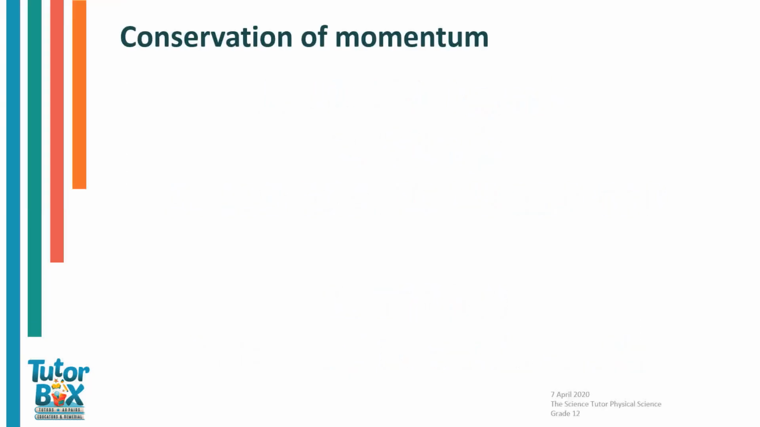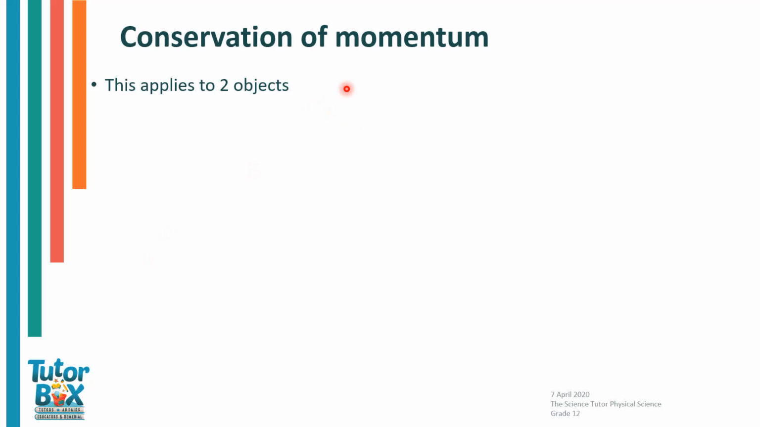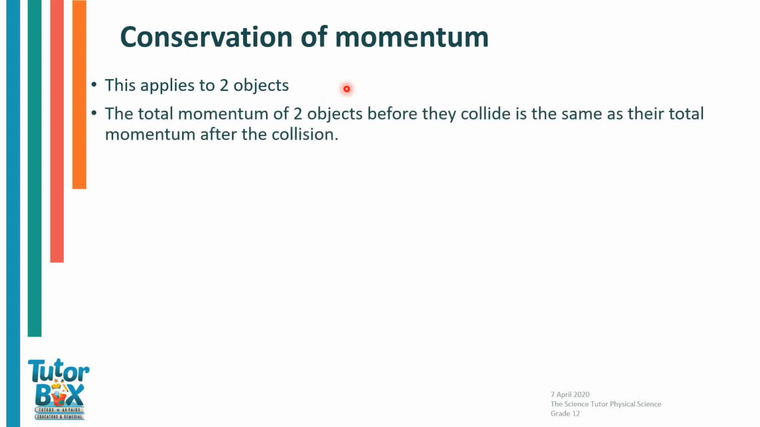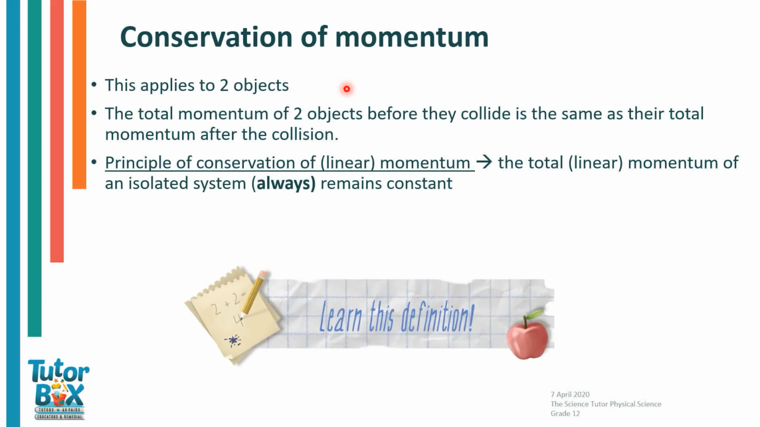So part 2 is going to be dealing with a slightly different concept, mainly conservation of momentum. This applies to 2 objects, and the gist of it is that the total momentum of 2 objects before they collide is the same as their total momentum after they collide. This can be summed up into a definition, one that you should also know for your exams: the principle of conservation of momentum, generally linear, is that the total momentum of an isolated system always remains constant.